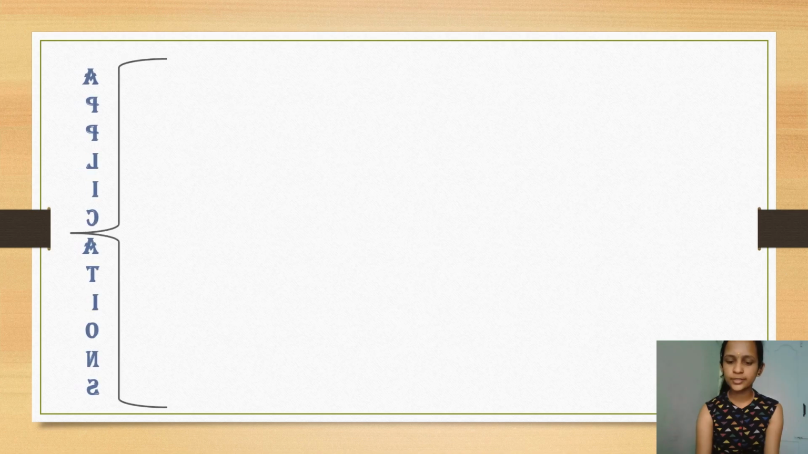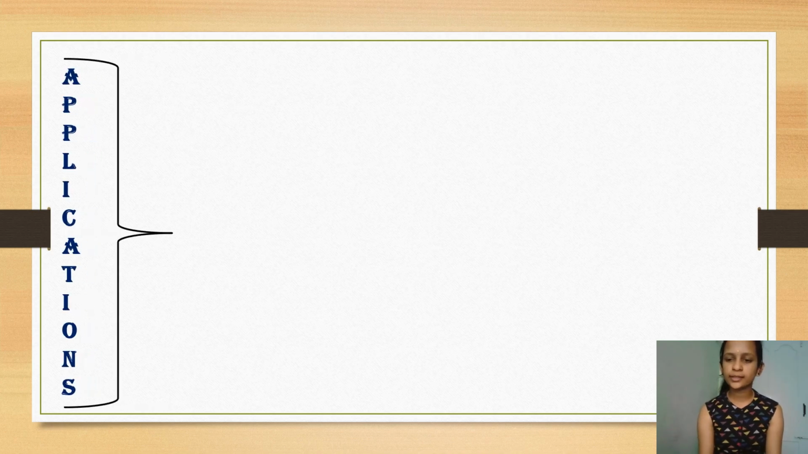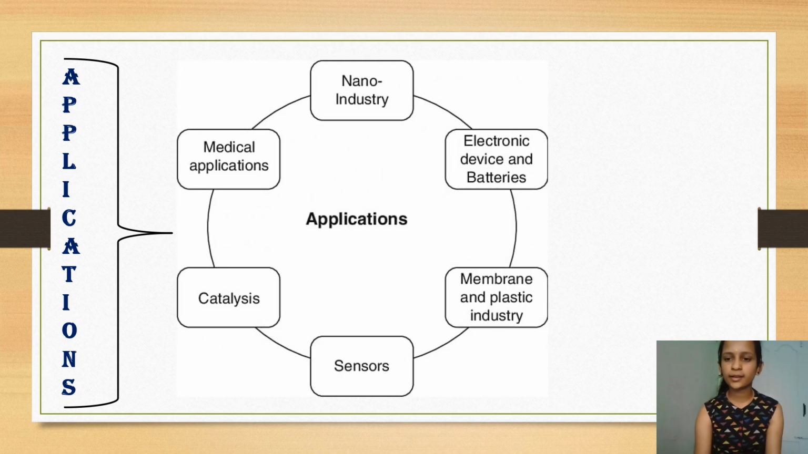I have said that Teflon is an example of polymers. Its application is for making kitchen appliances, and even polystyrene. It is used for making clothes and in clothing industries. There are such applications of polymers. Usually, the applications of polymers lie in medical applications, nano industries, electronic devices and batteries, membrane and plastic industries, sensors, and even some polymers act as catalysts for chemical reactions.